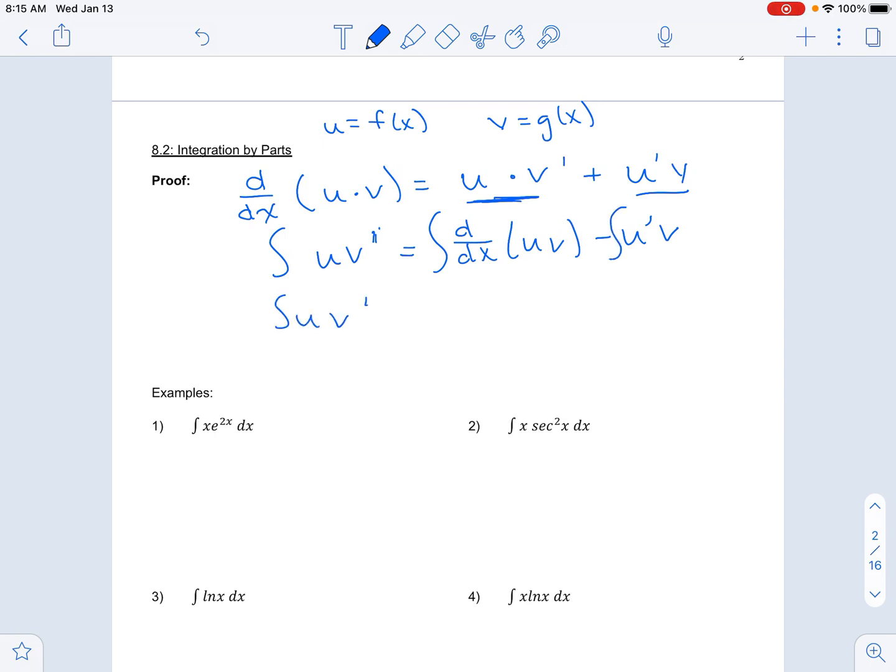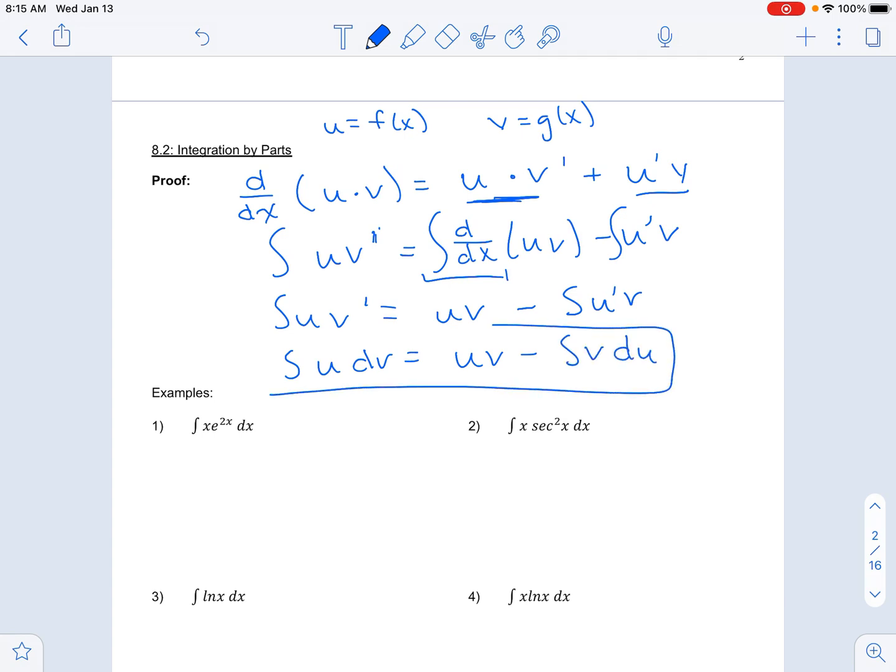And if I do that, notice what happens to this piece right here. The antiderivative and derivative are inverse operations, so you're really left with just uv. And then this one, there's really nothing I can do with, so I'm going to leave it like that. Okay, I'm going to do one last step. I'm just going to rewrite v prime as dv and rewrite u prime as du. So the integral of u dv is uv minus the integral of v du. This is the rule for integration by parts. And basically, it's just a manipulation of the product rule for derivatives.